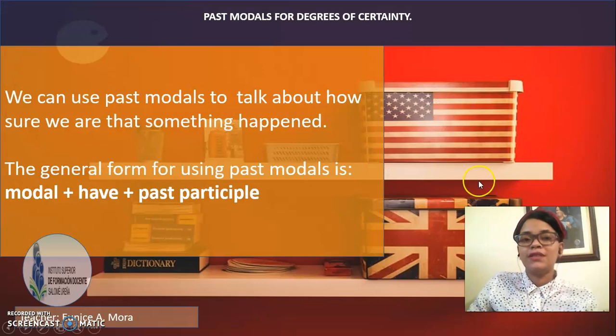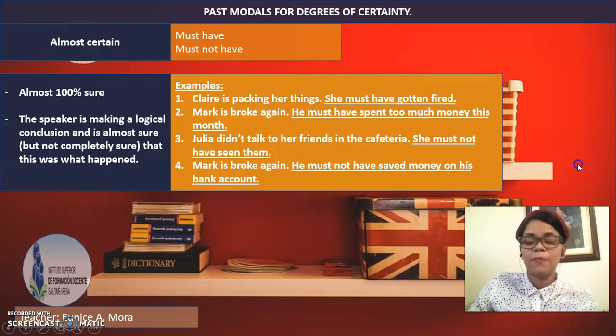So first, let's define what are past models for degrees of certainty. We'll have that we can use past models to talk about how sure we are that something happened, like it's based on us. And we have that the general form for using past models is model plus have plus past participle.